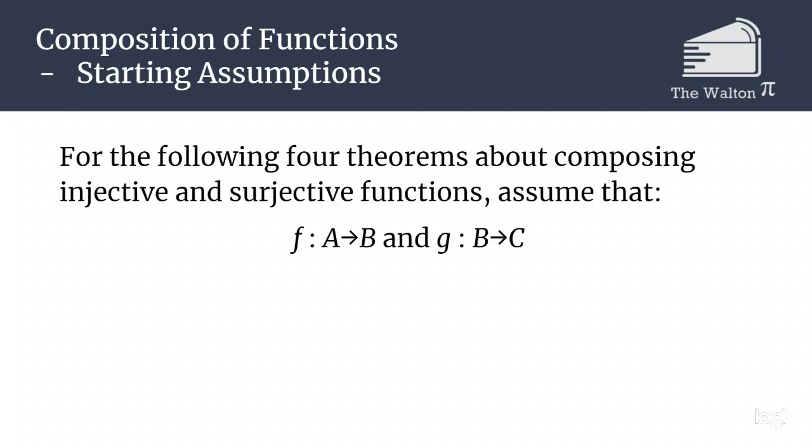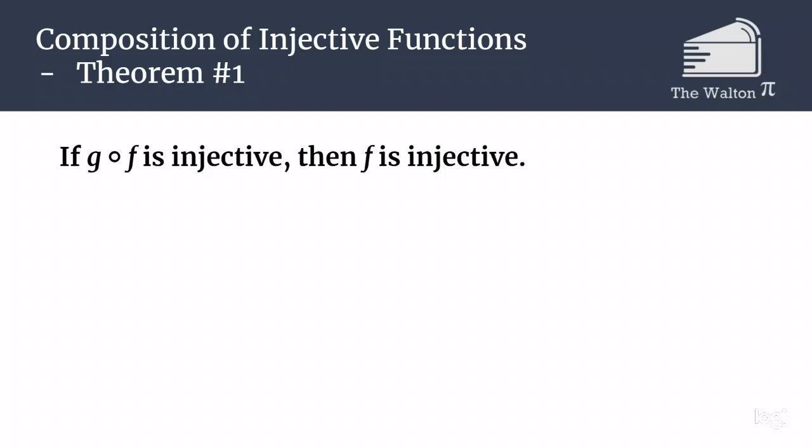So there are 4 more theorems that we are going to talk about briefly, but to start with all of them, we are going to assume that f is a function from A to B and g is a function from B to C. Our first theorem says that if g of f is injective, then f is also injective. So think about this for a moment, and we will then walk through the proof momentarily.